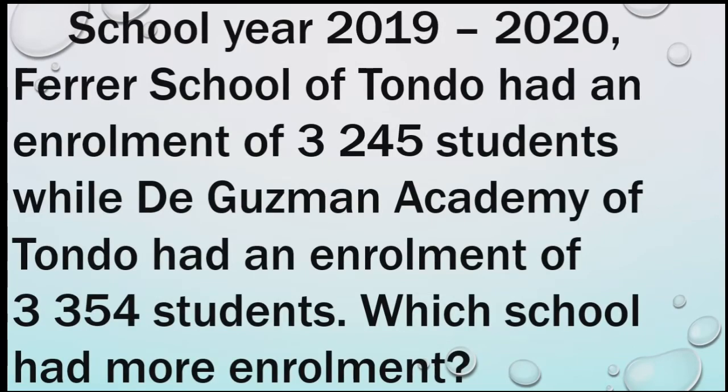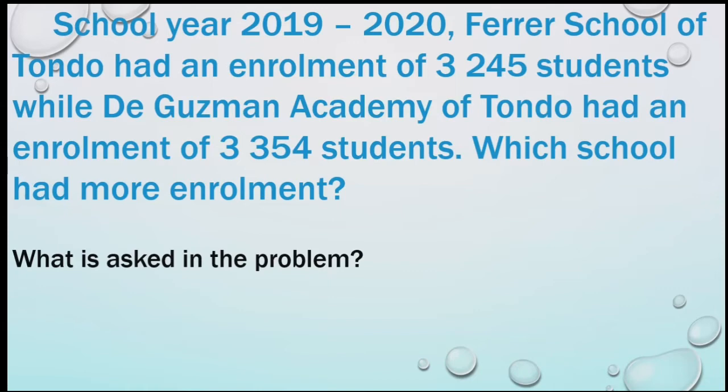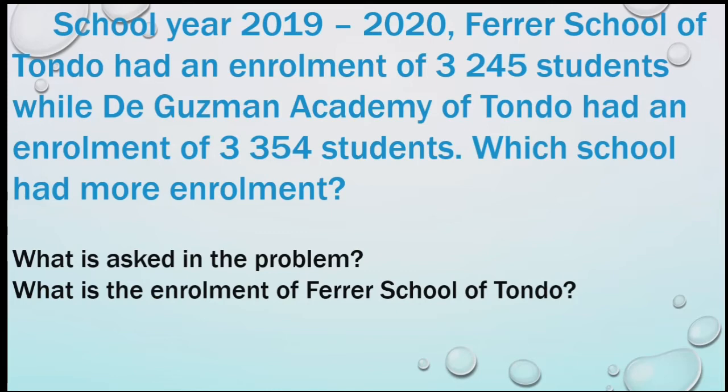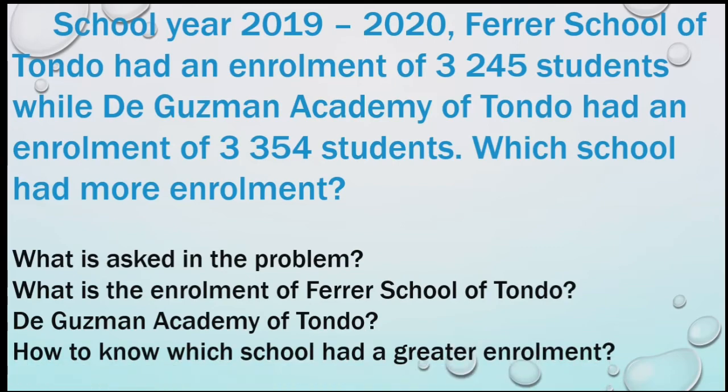Let us read and analyze the problem now. School year 2019-2020, Ferrer School of Tondo had an enrollment of 3,245 students, while the Guzman Academy of Tondo had an enrollment of 3,354 students. Which school had more enrollment? Questions. What is asked in the problem? What is the enrollment of Ferrer School of Tondo? How about the Guzman Academy of Tondo? How to know which school had a greater enrollment?